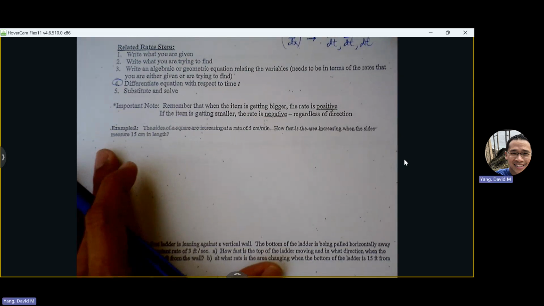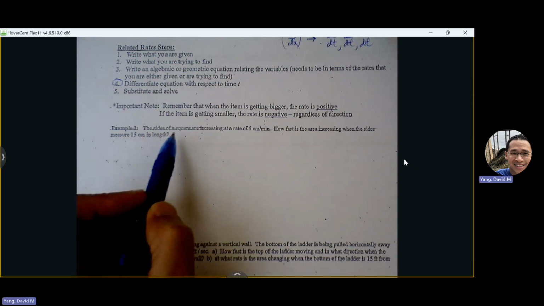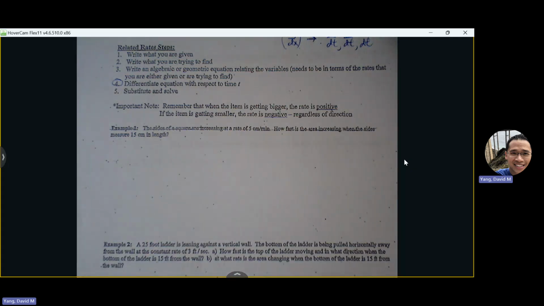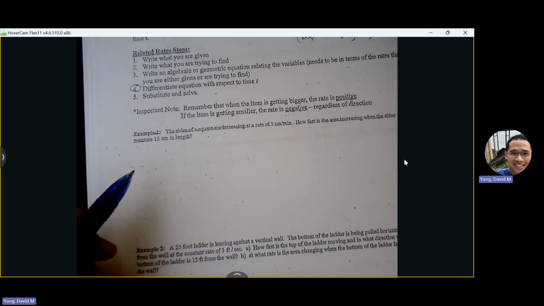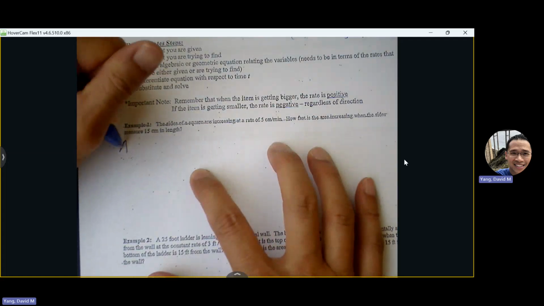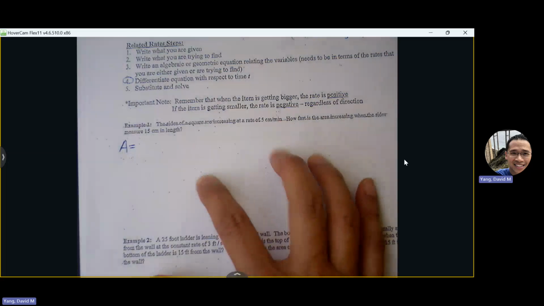All right, so let's look at example 1 here. It says the sides of a square are increasing at a rate of 5 centimeters per minute. How fast is the area increasing when the sides measure 15 centimeters in length? So you see mentions of area of a square. So that's what we're going to start off with. We're going to start off with the area of a square. What is the area of a square?